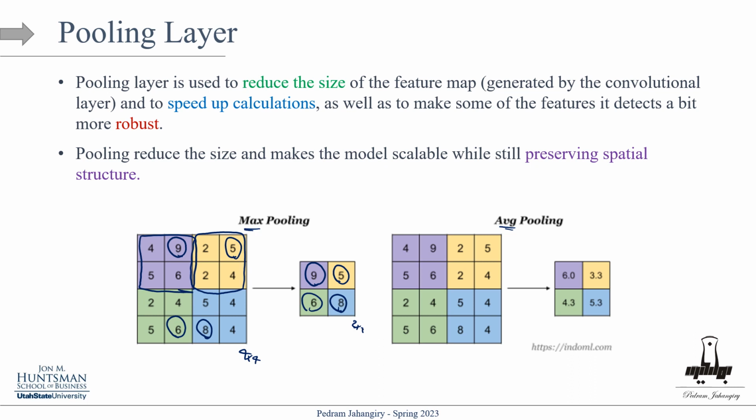So this is how we go from a 4x4 feature map to a 2 by 2. Let's still call it a feature map, but after the pooling layer has been applied to it, right? So this is how max pooling does the job. And for average pooling, as you can guess, you're simply taking the average of these numbers. So the average of those numbers is 6, the average of these numbers is 3.3, and etc. Okay, so that's max pooling and average pooling.